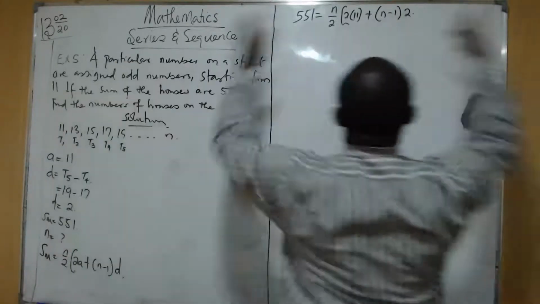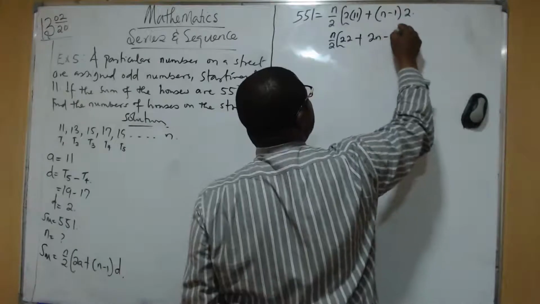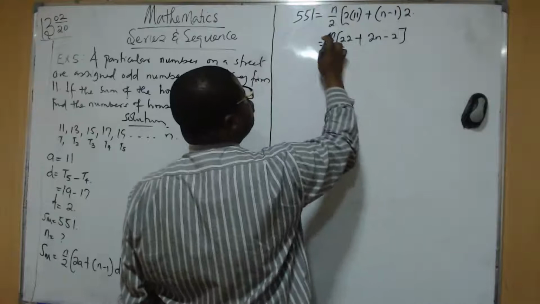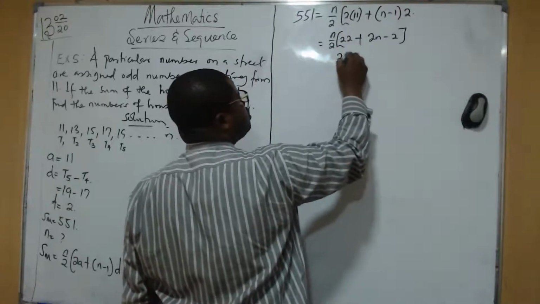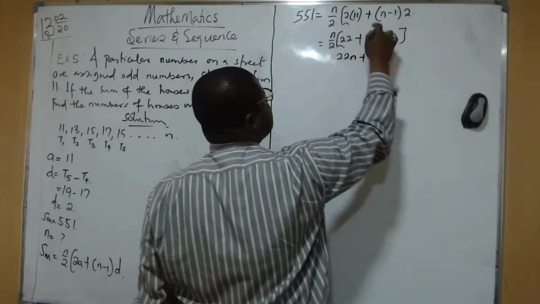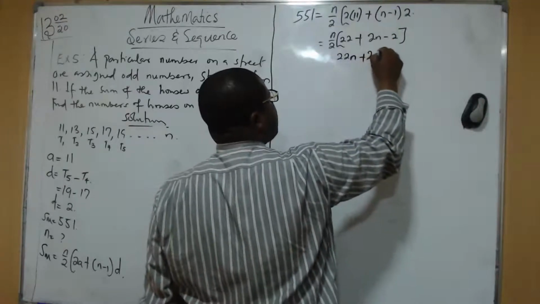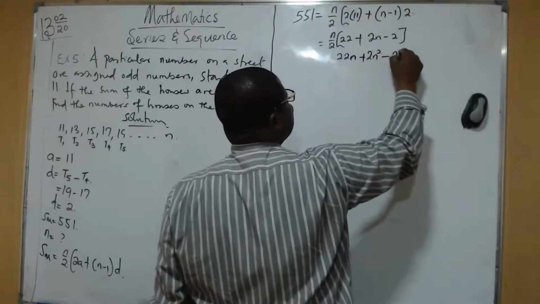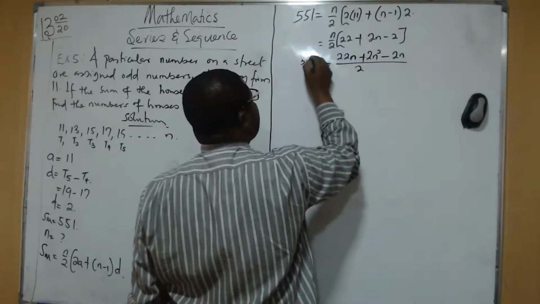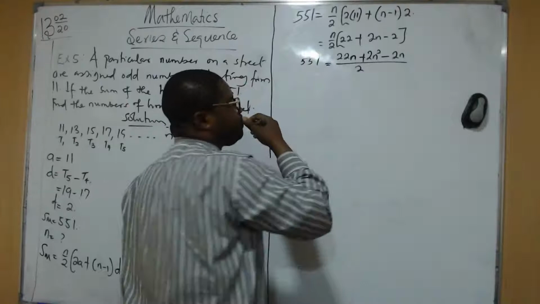Now, expanding this, n minus 1 times 2 gives 2n minus 2. We expand this as well: 2 times 11 gives 22, plus n times 2n minus 2, we have 2n squared minus 2n, all divided by 2, equals 551.